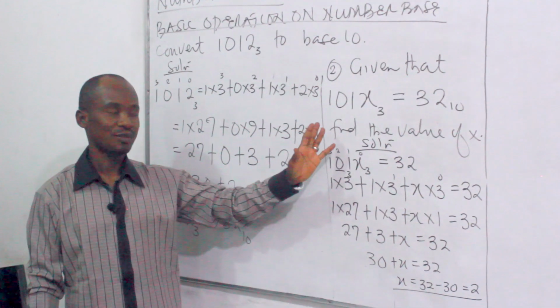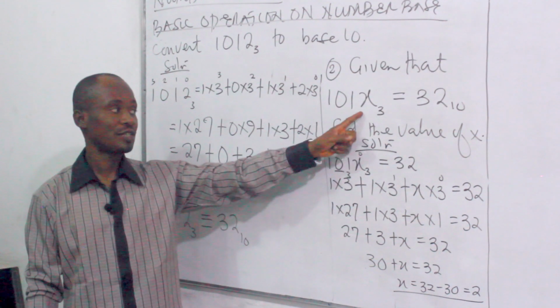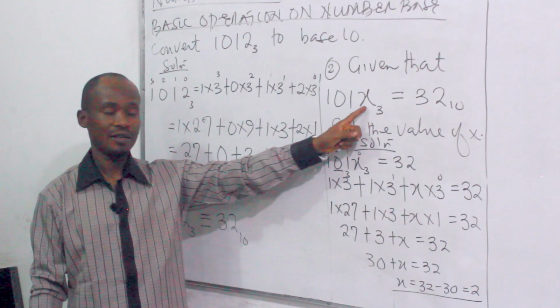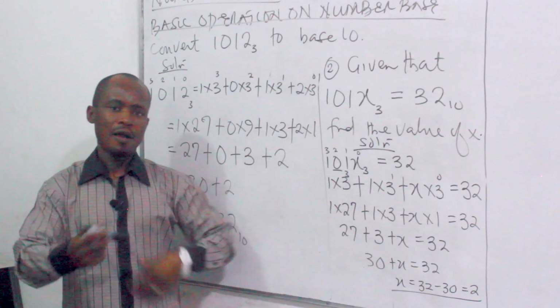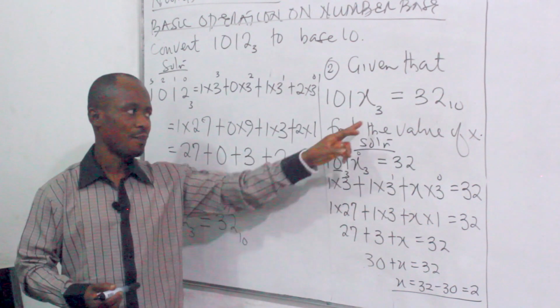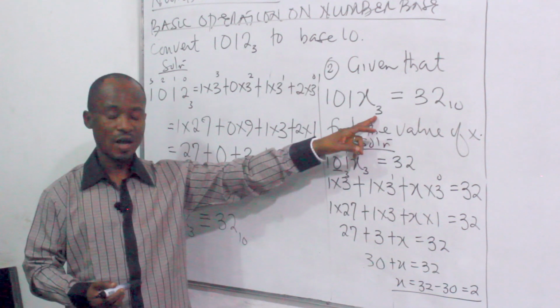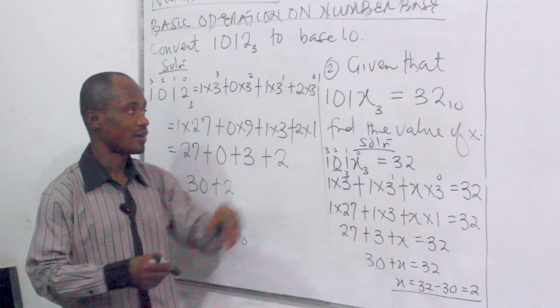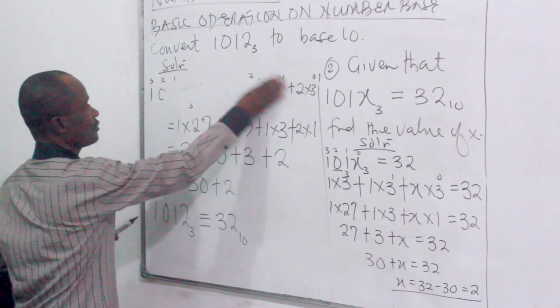In this very example, you notice that one of the digits from base 3 is unknown. At times, the base may not be given to you, and we may be asked to determine the value of the base. For example, let's take another example.